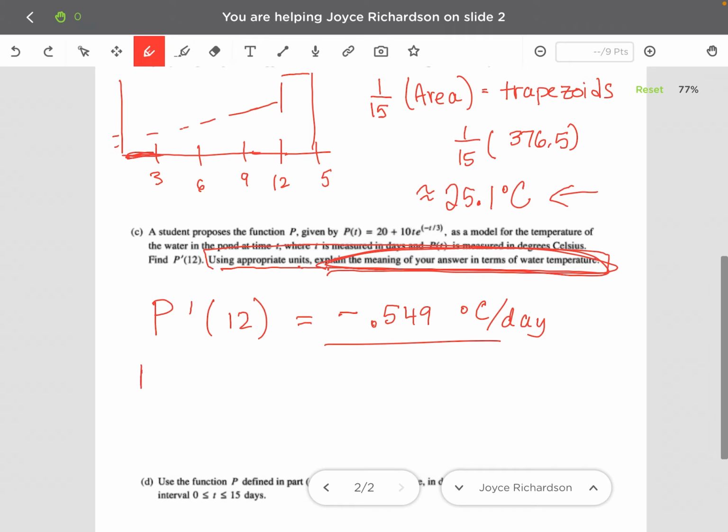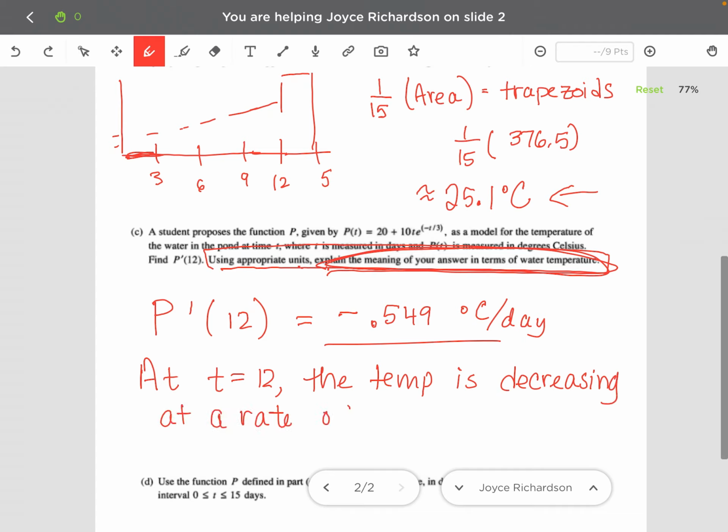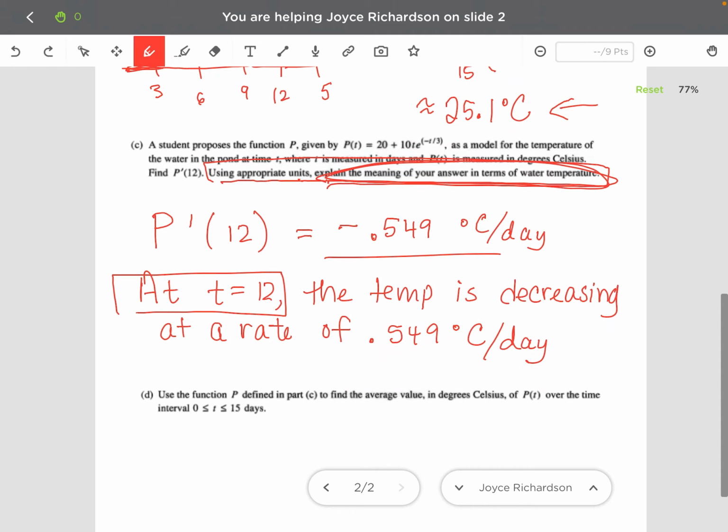They want, at T equals 12, the temperature is decreasing. They want you to tell them a story. What's happening? Decreasing at a rate of 0.549 degrees Celsius per day. This is the story they want, and they want it at that time T equals 12. So make sure that you pinpoint when exactly that's happening.